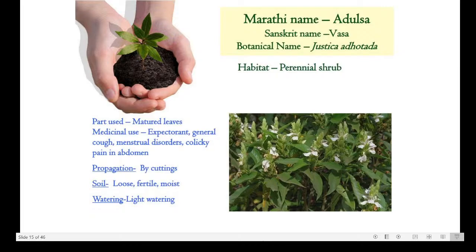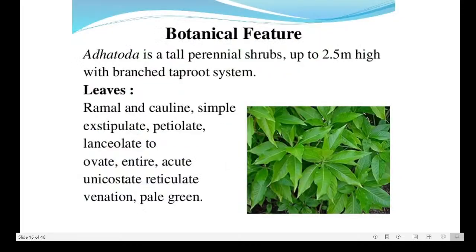Botanically it is named Adathoda, another name is Adathoda Vasica. This plant is widely cultivated in India, especially in Tamil Nadu. This plant does not need that much water. It can be propagated by plant cuttings itself.